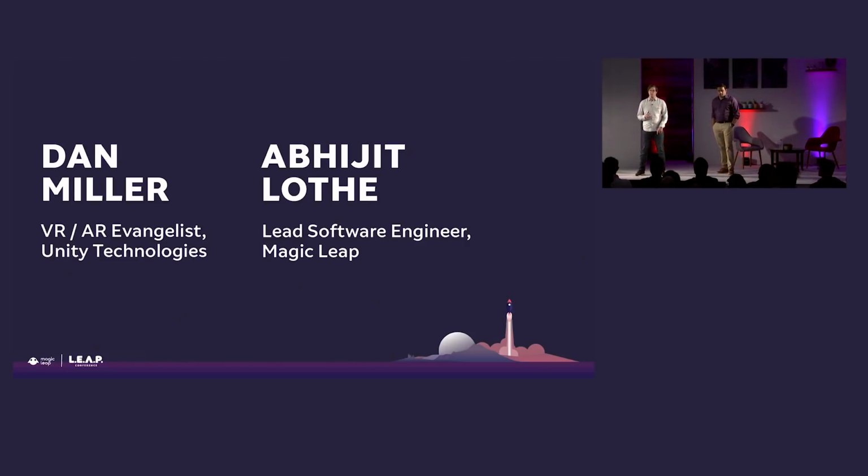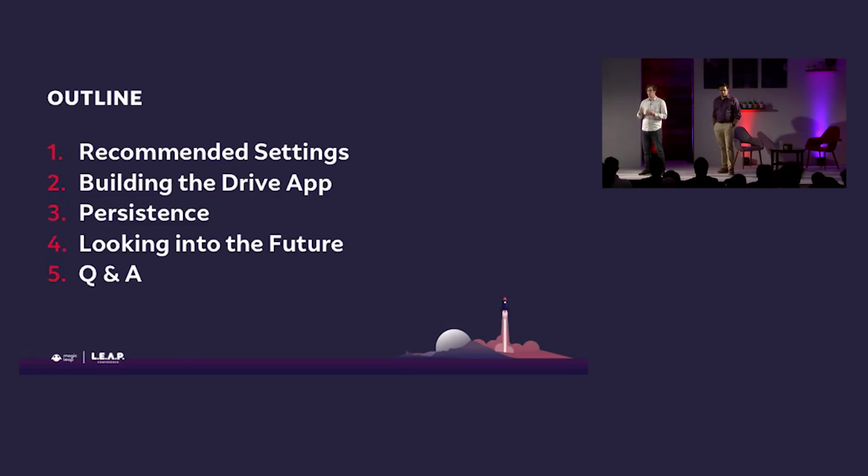As an outline, we're first going to be talking about some recommended settings, and why some of the settings are the way they are, so that you can get a broader understanding of the platform in general. Next, we'll be talking about the Drive application and how we've modified it to use the navigation system built into Unity, as well as some key takeaways that they did really well on that project that you can start using as well. After that, we'll talk about persistence, which allows you to bring back content between application loads and really extend your current applications. And finally, we'll be taking a brief look into the future of Magic Leap as well as Unity.